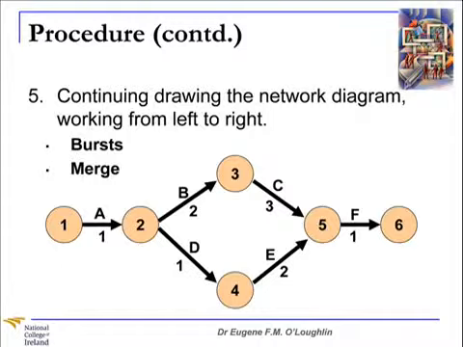And the second thing you should look out for is a merge, which is the opposite of a burst. A merge occurs when two or more nodes precede a single node. So you can see in our diagram here that node number 5 is preceded by activities C and E.